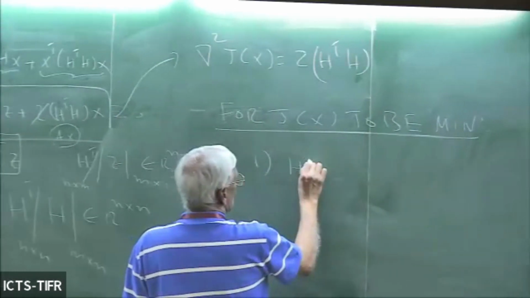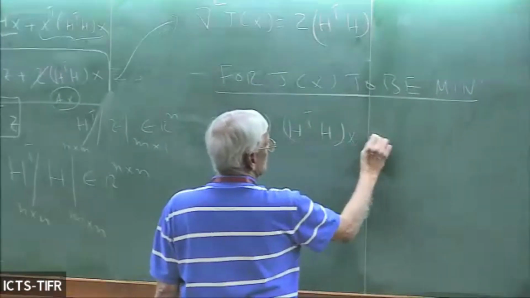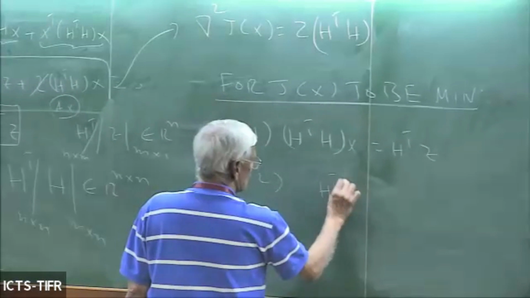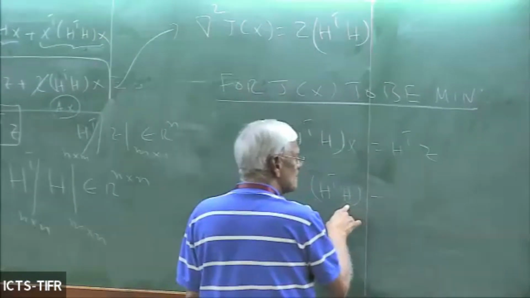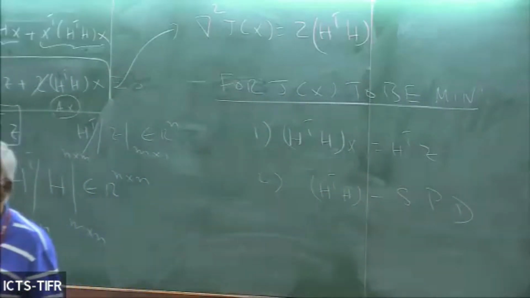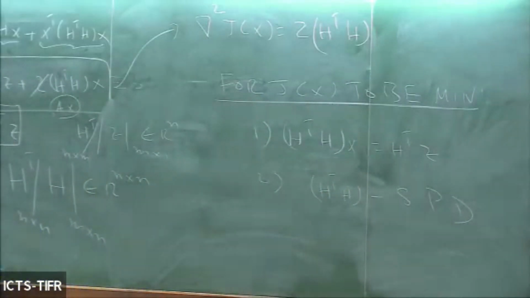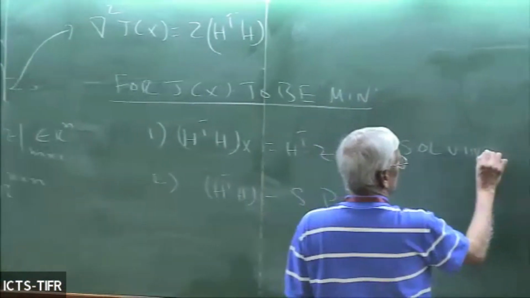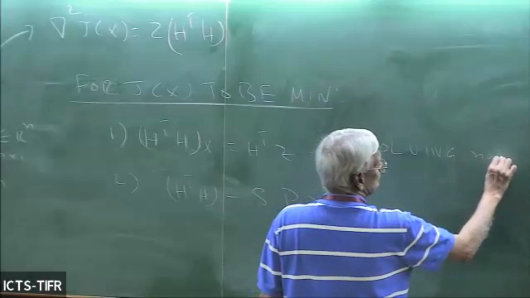First condition, H transpose H of X must be equal to H transpose Z. Second condition is H transpose H is already symmetric. It must be an SPD matrix. This calls for solving an n by n system.